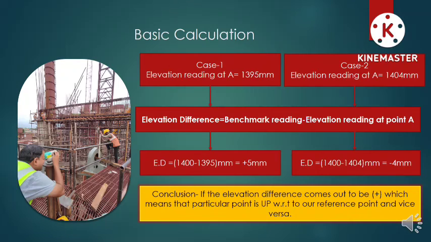So in case 1, as you can see, the elevation difference has come out to be plus 5 mm. That means that particular point is 5 mm up with respect to our reference point. And in the second case, the elevation difference has come out to be minus 4 mm, which means that particular point is 4 mm down with respect to our reference point. Isn't it very easy?